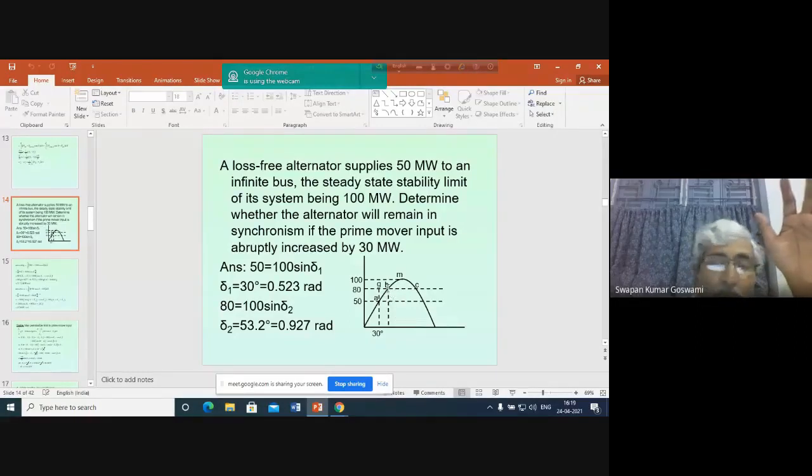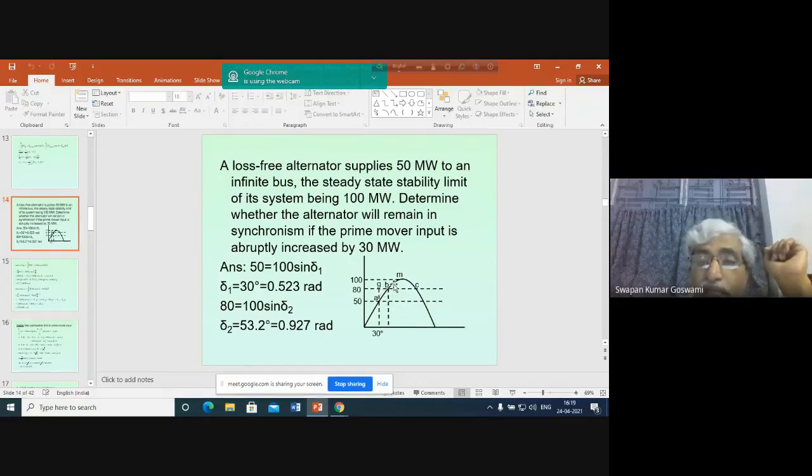But this cannot be the operating point. Why can it not be the operating point? Because the speed is still above synchronous. Since the speed is above synchronous and there was acceleration, obviously the rotor will cross this point and come here. Delta will increase further. As delta is increasing further, because speed is above synchronous, delta will increase further.